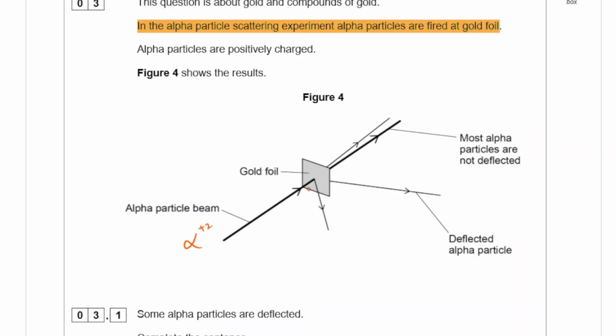If it's going straight, it hits the gold foil, and then some of it bounces back. These are deflected. Most alpha particles are not deflected. Most, meaning 99% of it, is not actually deflected. It just goes straight through, as if the gold foil didn't exist, right? That was the observation. About 0.99% got deflected, and less than 0.01% bounced back. That was the observation.